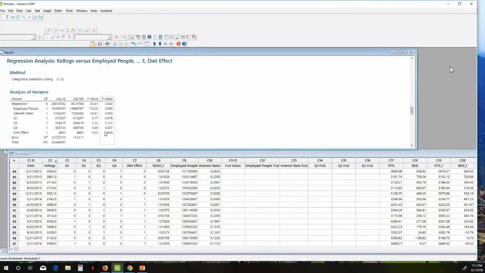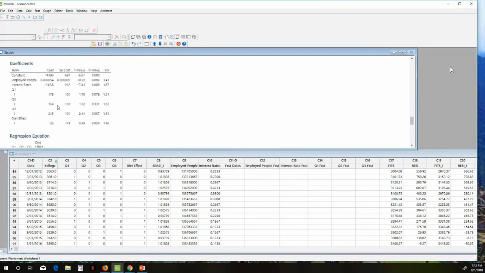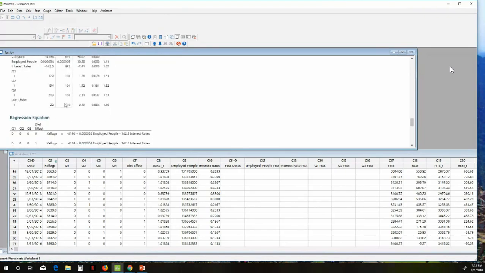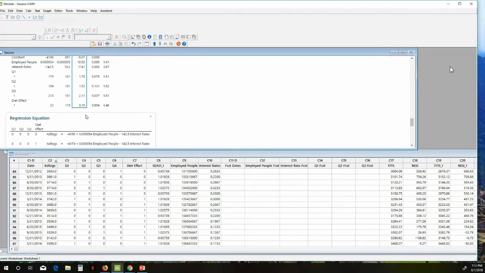Bang. The F value went down again. That's because we added another variable. Adjusted R-square went up a smidgen. And the diet effect is not significant. Look at this. It didn't come out to be significant. So I can't use it. The reason why it's not significant is probably something else is explaining that downturn. So we need to eliminate that from the model.